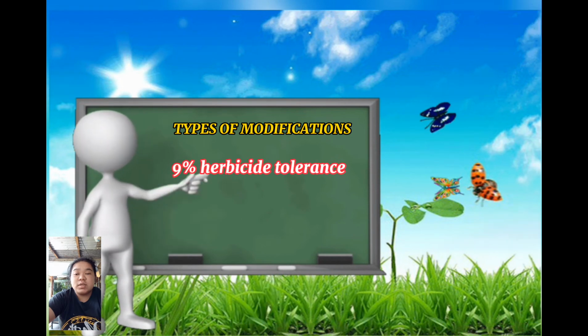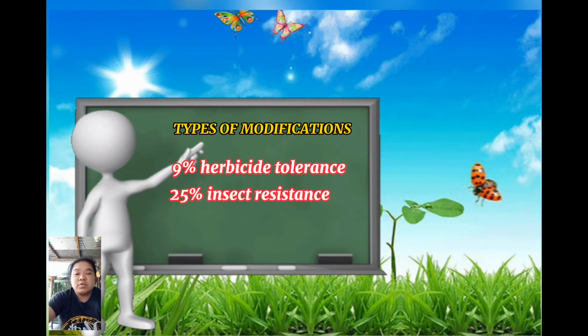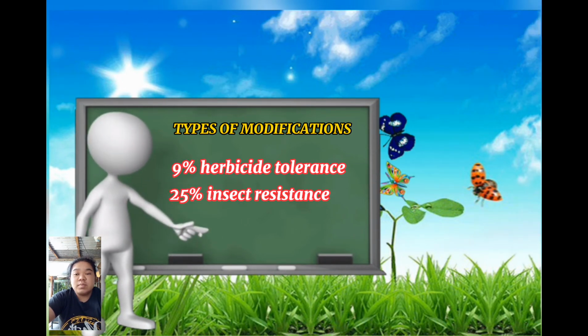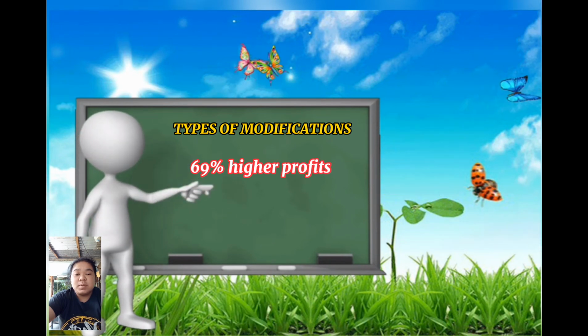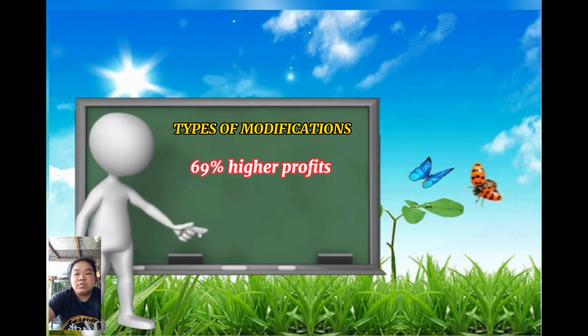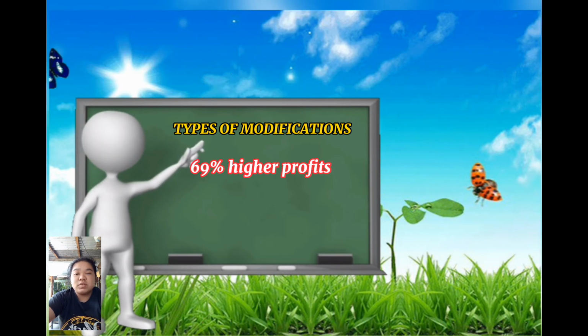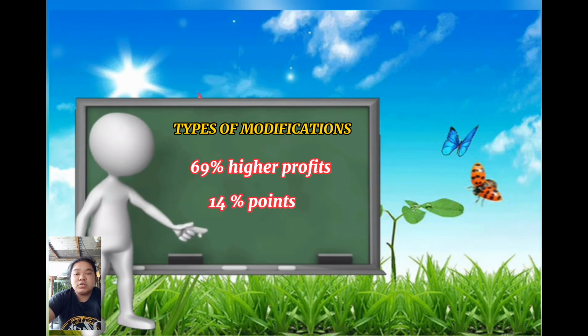Yields increased by 9% for herbicide tolerance and 25% for insect resistance. Farmers who adopted GM crops made 69% higher profits than those who did not. The review found that the GM crops help farmers in developing countries, increasing yields by 14 percentage points.